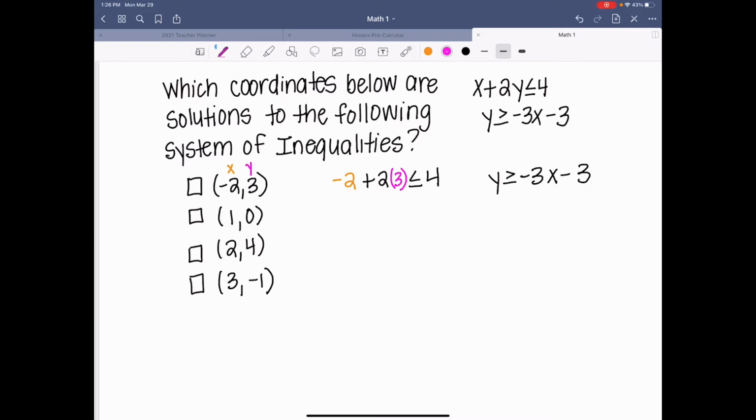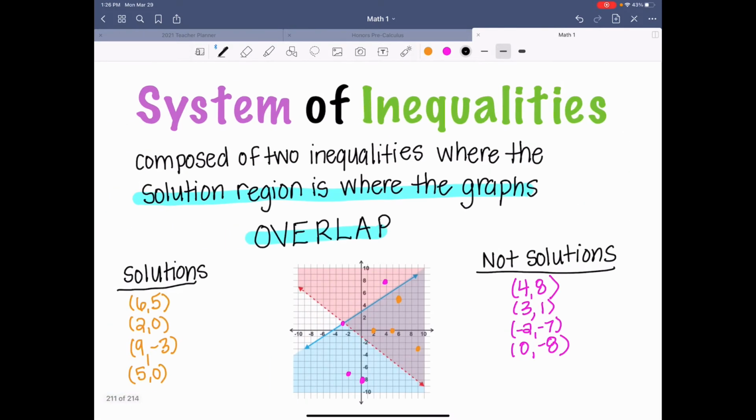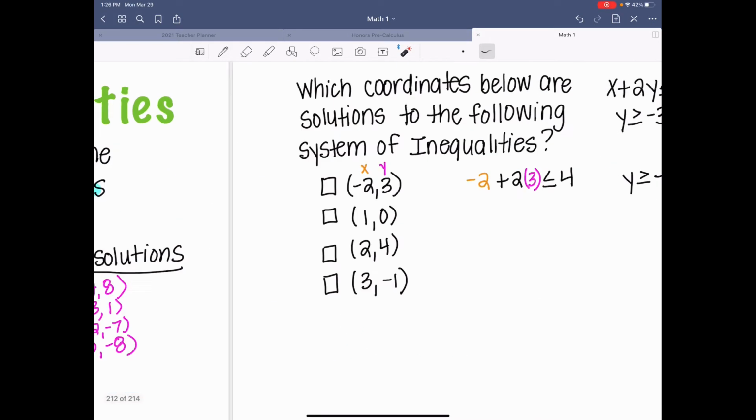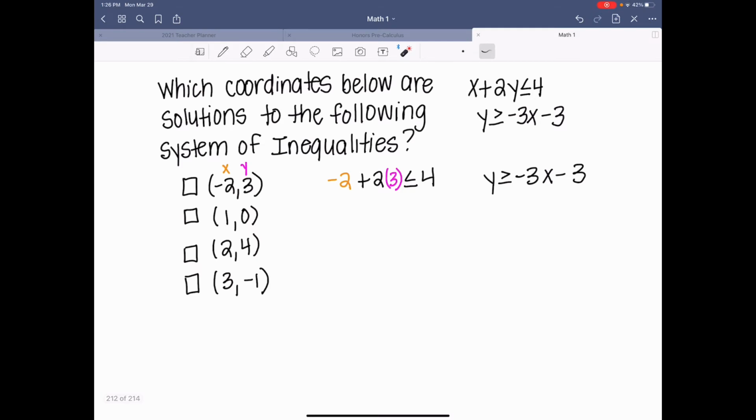So the question is can it work for one and not work for the other? Yes, that can happen. I can have a point that works for one inequality and not work for another inequality, but that is not a solution to the whole system. Remember, it has to be in the overlap area. If I pick a point that does work in the red region but doesn't work in the blue region, that doesn't mean that it works for the whole system, because the whole system is in this overlap area. All right, so I've got to test them for both equations.